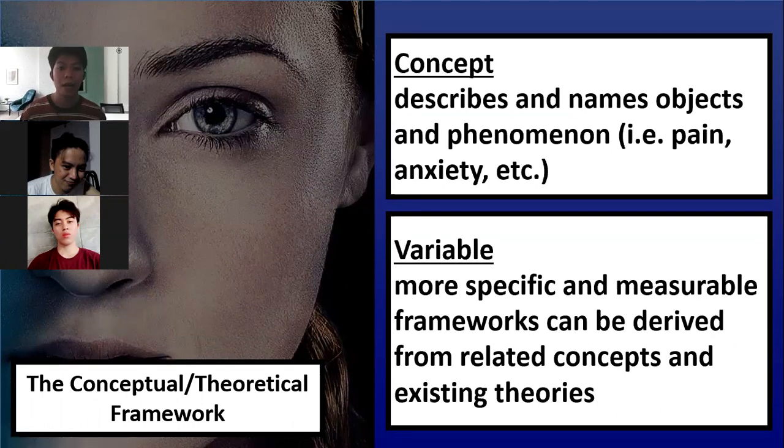Okay. When we say concept, it describes the names, objects, and phenomena. Example, pain, anxiety, etc. And when we say variable, more specific and measurable frameworks can be derived from related concepts and existing theories. When we say concept, it's like the topic, the major topic of your research. Say variable, it refers to the indicators which describe the concept. Just like this one.